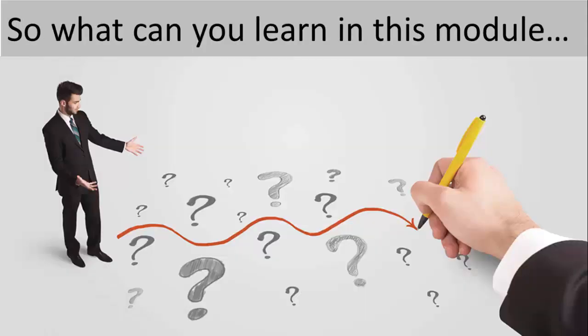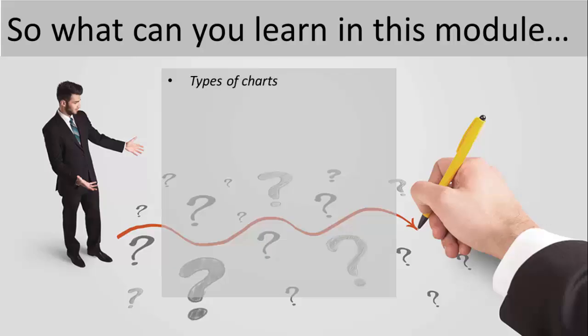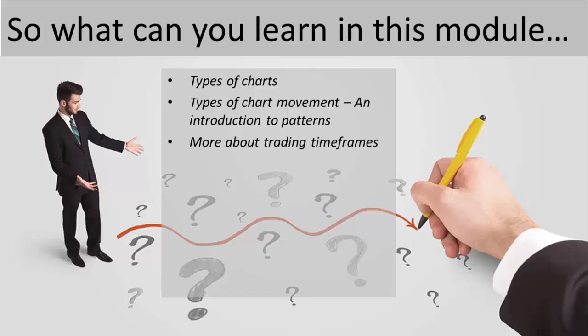So let's start by looking at what you can learn in this module. We're going to start by looking at the types of charts we can use on your trading platform. Looking at the types of chart movement, we're going to introduce you to the simplest patterns that may indicate sentiment and how it is changing. We're going to discuss more about trading timeframes and look at that in detail so you can choose the right path for you to take in your trading.